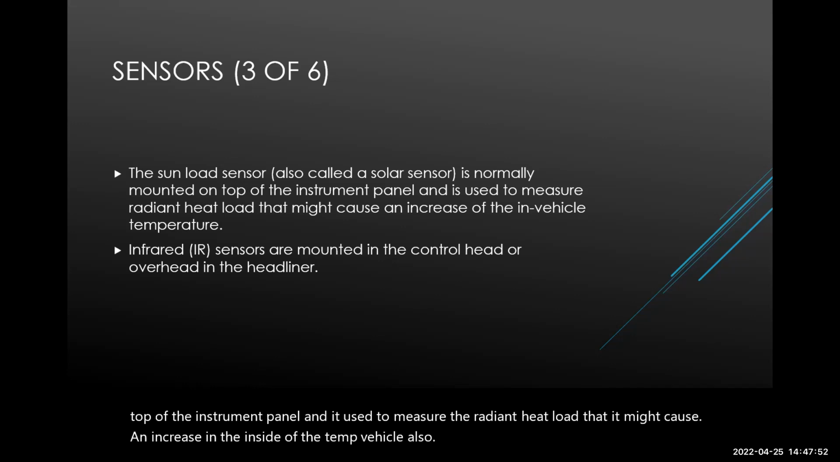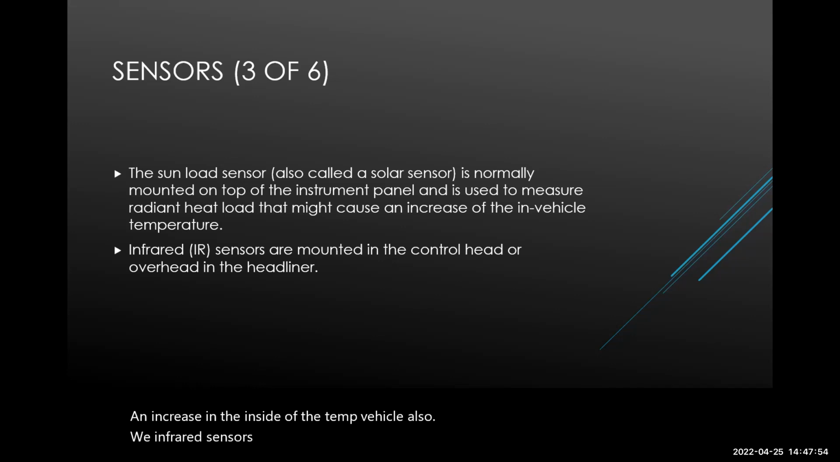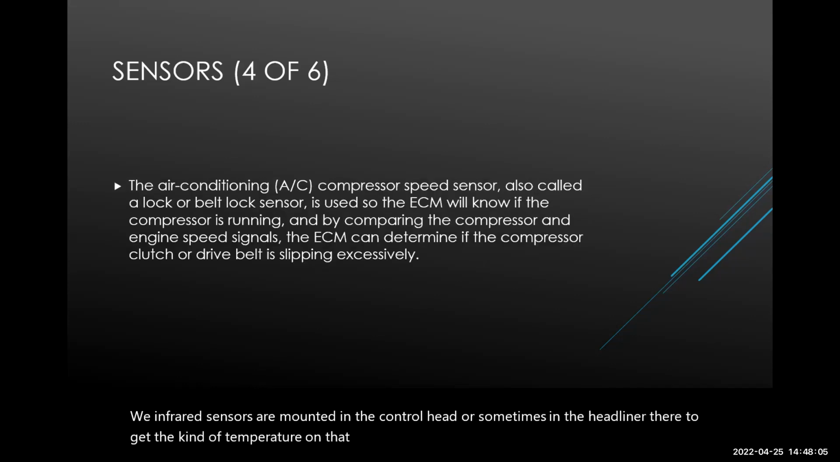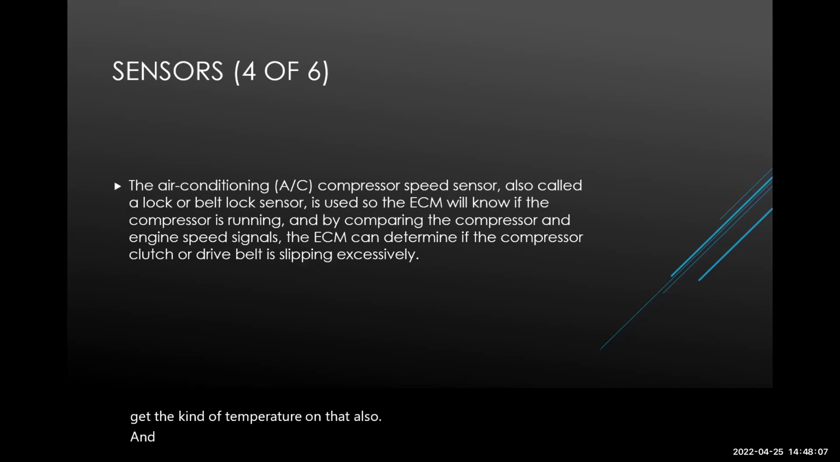Infrared sensors are mounted in the control head, or sometimes in the headliner there, to get the kind of temperature on that also. And then we have an air conditioning compressor speed sensor on some vehicles.